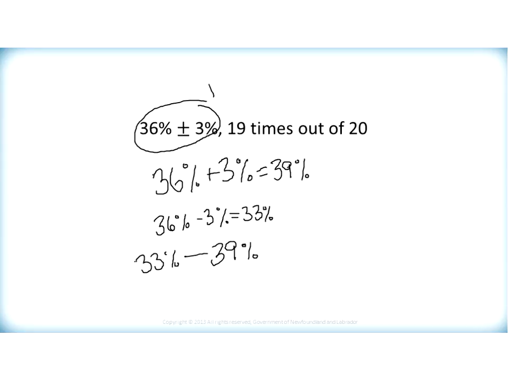So I have something given to me as 36%, and it has a tolerance of plus or minus 3%, which means I have an acceptable range of values from 33% to 39%. So 19 times out of 20, if I do this survey, I'm going to get answers between 33% and 39%.